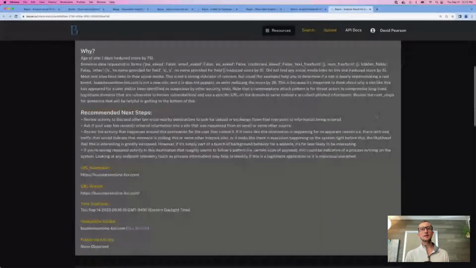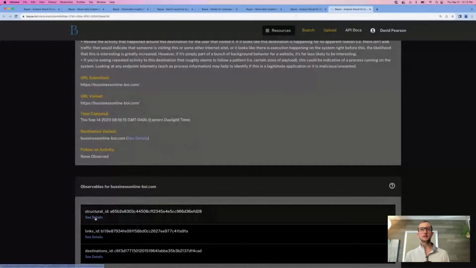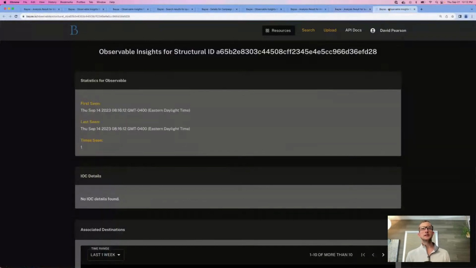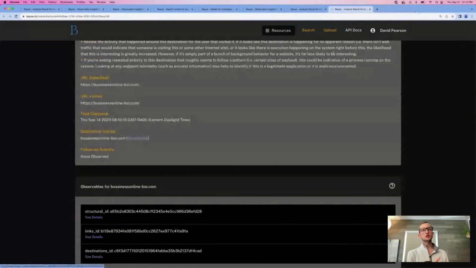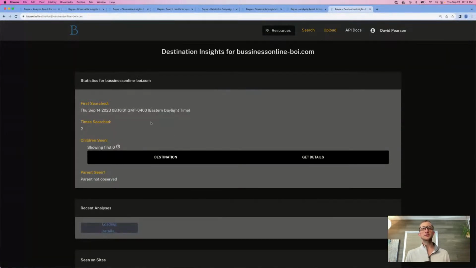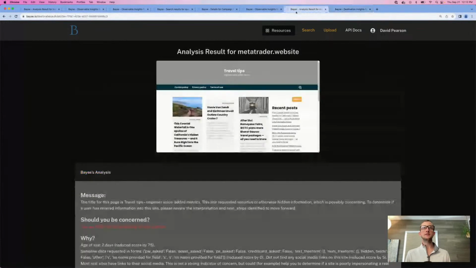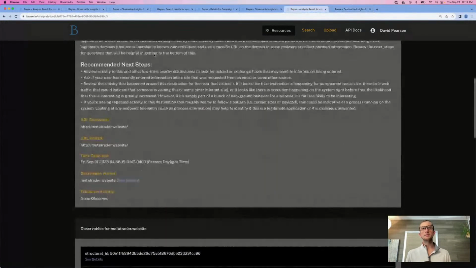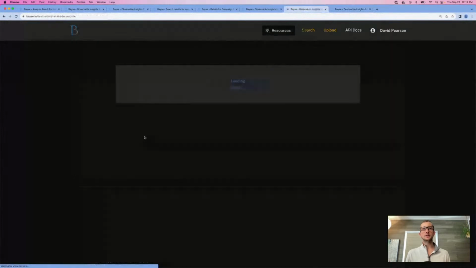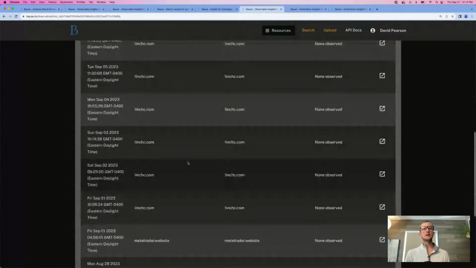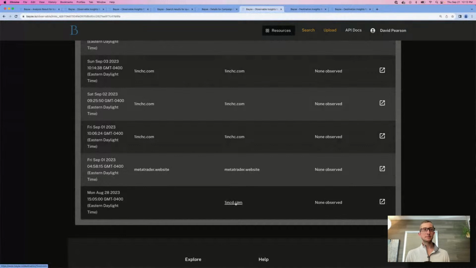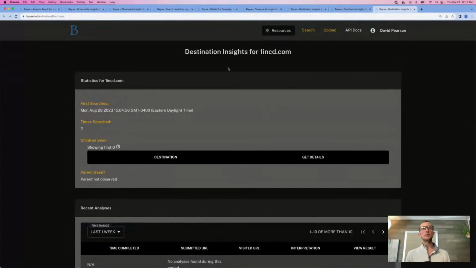And so we can, actually, I don't think I've done this before. We can pivot on the structural ID here and see, do we actually have any others? Okay, so we didn't have any others that looked like that one because, again, the structural ID of that one was different. But what we can do is look and see how far back we first saw that. Okay, that was first seen September 14th. What about metatrader.website? How far back did we see it? September 1st. How about the first one that we saw in this campaign? Let's pivot on that one. So that's 1incd.com. Okay, that was the first time we saw it.